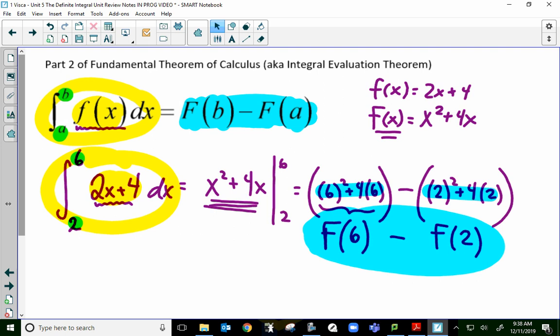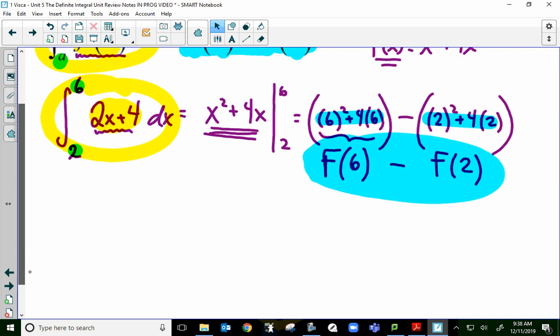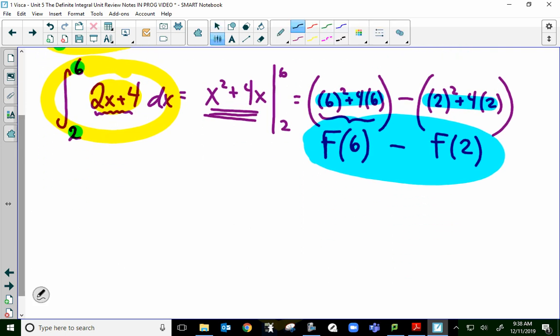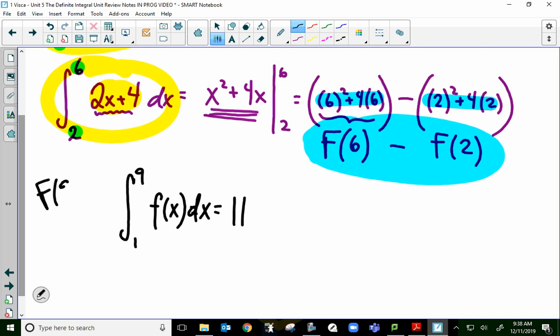Because you will get a question somewhere along the line. Let me try to make one up here. I'm going to integrate this from 1 to 9. The integration of f of x dx, they'll tell you, is, let's call it, 11. It'll be a word problem. They'll say the integration of f of x from the bounds 1 to 9 is 11. Then they'll also say capital F of 9 is 3. Find F of 1.